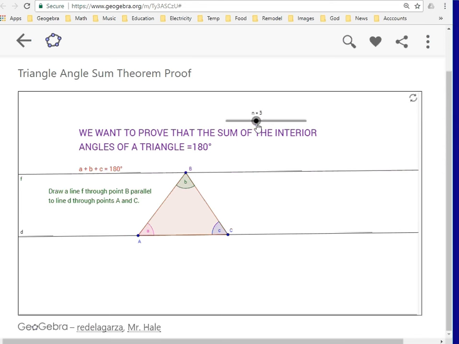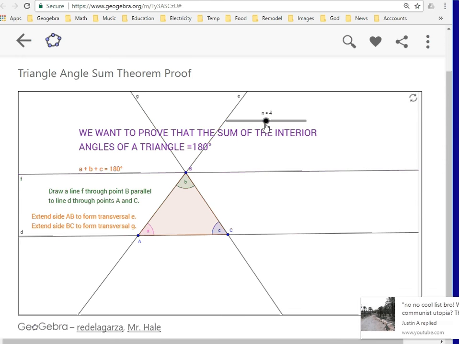Second thing we're going to do is draw lines that go through A and B and C. So not just the segments, but lines that continue on, just like that. So this is what he has to say: extend sides AB from transversal E. It's just a complicated way of saying we're going to draw lines that go past the triangle. Remember, a line is something that goes on forever. All right, next thing we're going to do.